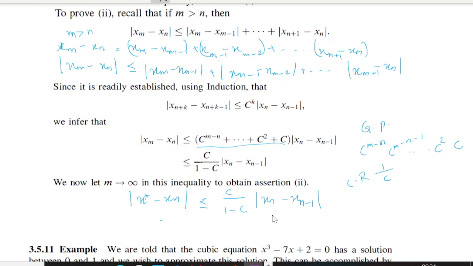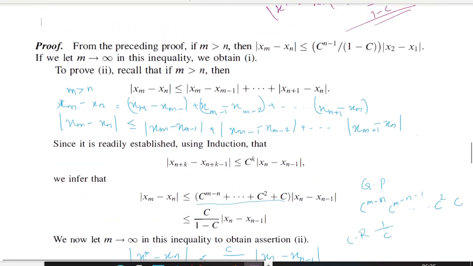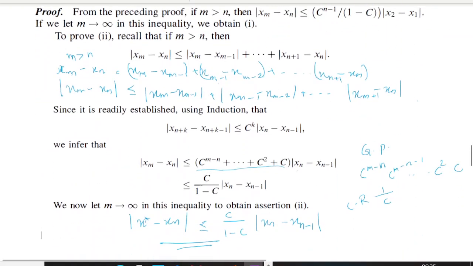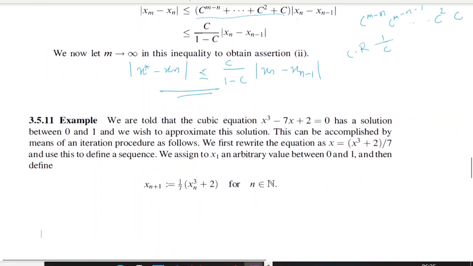So this was corollary 2. So we have proved corollary 2 also. Corollary 2 was |x* − x_n| is less than or equal to c by 1 minus c into |x_n − x_{n−1}|. Next we are having an example.